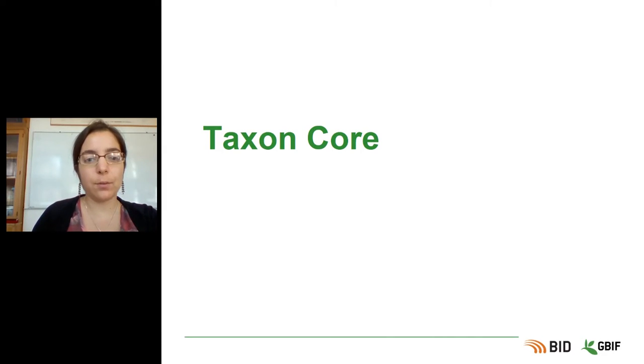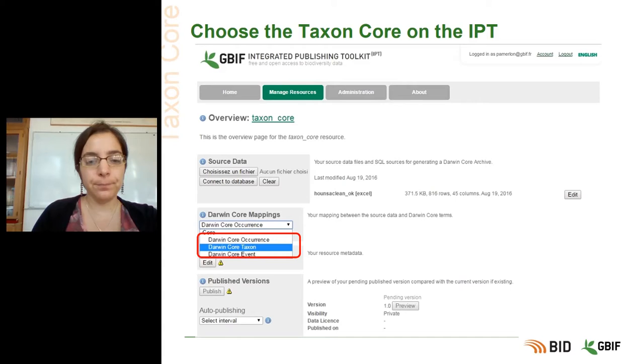So as I was saying, there are different cores in the standard. If your data are more taxonomical data, such as a checklist or red list, you can use the taxon core to share them. Exactly as it was for the occurrence core, you go back to the IPT and you can select the Darwin Core taxon core instead of the Darwin Core occurrence core.